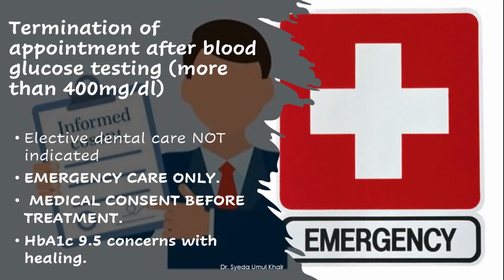When the blood glucose is more than 400 mg per deciliter and HbA1c is above 9.5, when the patient comes with this lab report, you should terminate the appointment and refer the patient to the physician. If at all there is any emergency, that has to be taken care of. Otherwise, it's a no to the elective dental care. Elective dental care is not indicated when the blood glucose is more than 400 mg per deciliter.